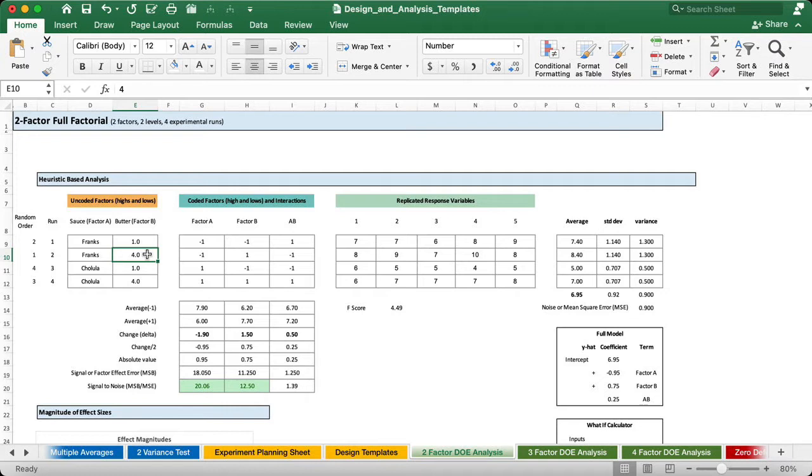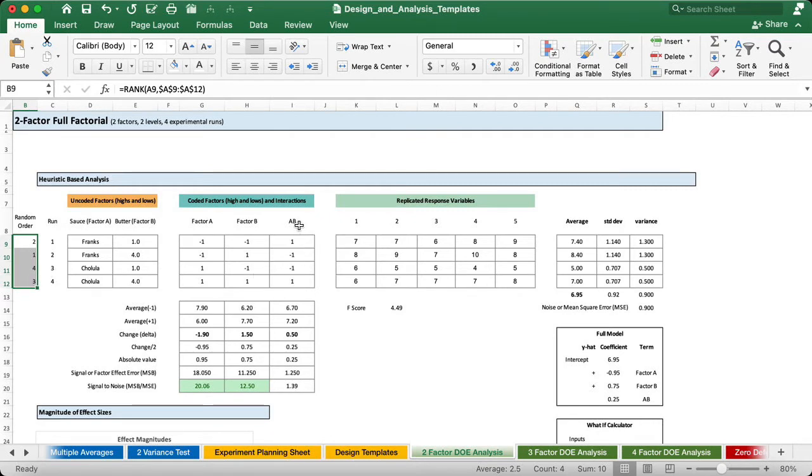and 4 runs. All the combinations come out to be 4 runs. When you code the actual factors, we can set Frank's at a -1 level and Cholula at a +1 level. For butter, we have low levels and high levels, and so forth. So this is the combination that we can test. This is basically a run-it-all experiment. We have 4 runs, and we've randomized the order, which is always super critical.